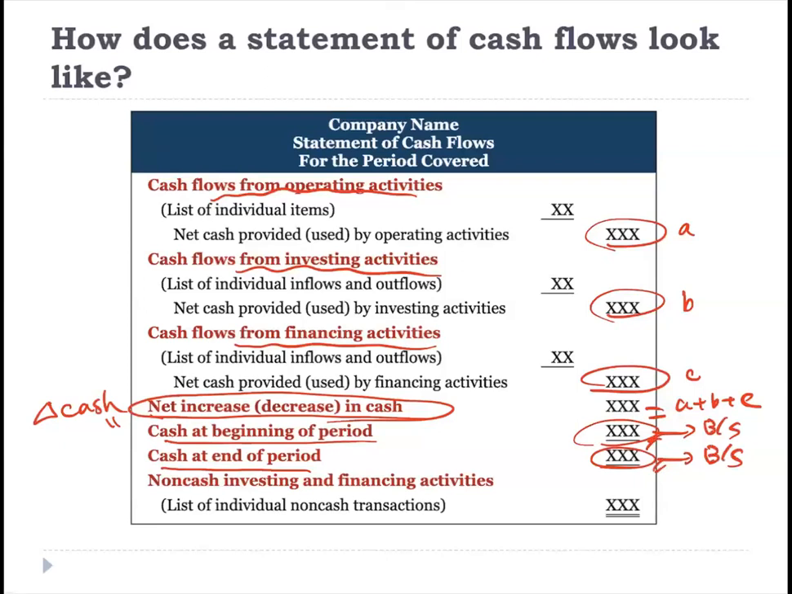And also sometimes some of the activities the firm is involved in, for example, the firm may issue stock in exchange for a building. And this is a typical non-cash transaction. On the cash flow statement, sometimes we are also going to include those kinds of non-cash transactions at the bottom of the statement. So this is briefly what a statement of cash flow looks like.